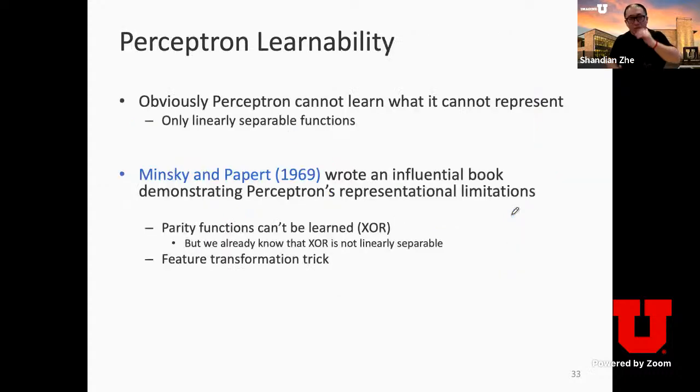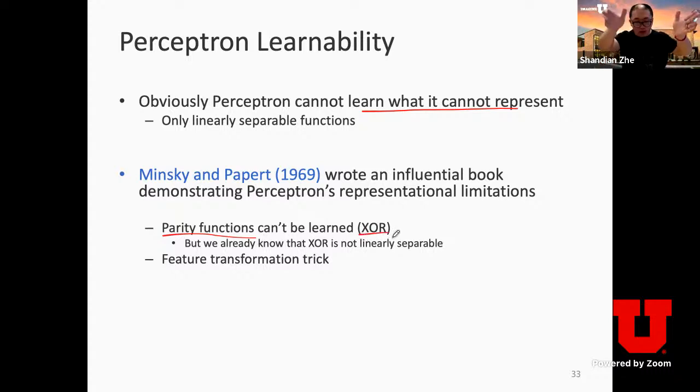Okay, what is the learnability of the perceptron? Obviously, perceptron cannot learn what it cannot represent. So perceptron is only for learning a linear classifier, meaning that it can only learn linearly separable functions. If the data set or your target function is not linearly separable, of course perceptron cannot learn. And when we discussed the expressiveness of linear classifiers, we mentioned that even for a particular type of Boolean functions, like parity functions, we cannot find equivalent linear classifiers. So a typical example is the XOR function.